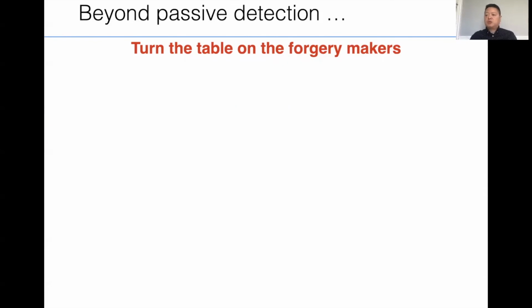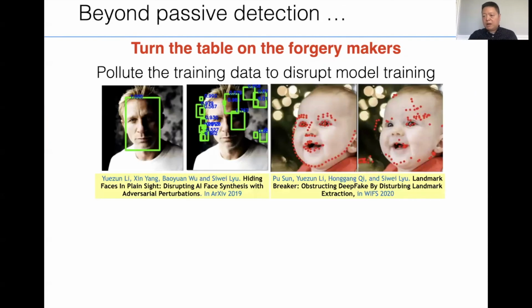So what we should do, especially from the technical side of combating AI synthesized fake media, is to continue to develop more effective detection algorithms, but also turn the tables on the fake makers, so that we can be more proactive and make the creation of AI synthesized media more difficult. Some of the recent work in my group already goes in that direction.